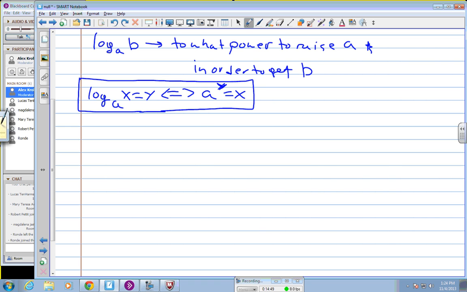So let's just do a few examples. We'll get that pretty fast. Let's say I have log base 3 of 9. The question is, to what power do we need to raise 3 to get 9? 2, right? So that equals 2, because this is equivalent to saying 3 raised to the power 2 gives you 9 back. So that's what that definition above is. Okay?